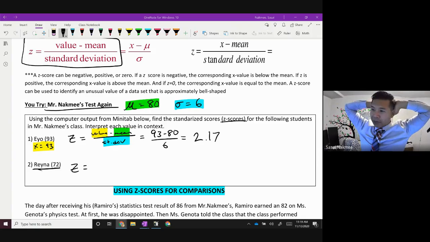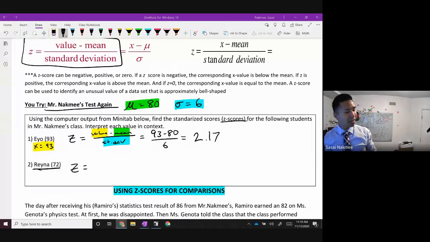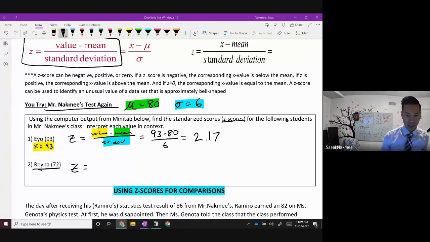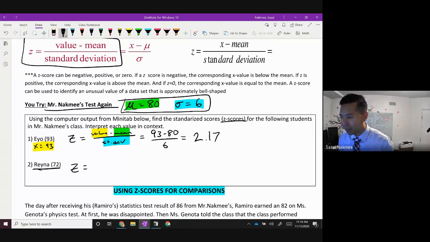We already got one person with an answer. Beautiful. Keep going. M is still 80. Yes, M is still 80 and the sigma is still 6. We're going to be using these values for Reyna's example. So can you guys do that real quick? See what you guys get.